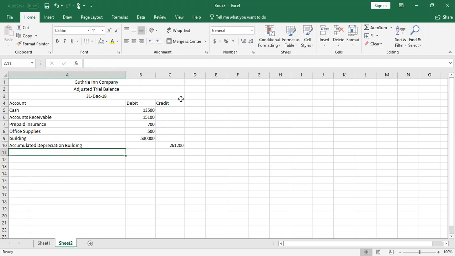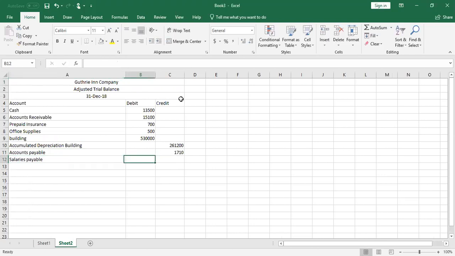Then we keep going. Now we'll list our liabilities. Accounts payable, credit balance of $1,710. So remember, even if it wasn't affected during the adjusting journal entries, it's still there. It's just that it wasn't affected. So you still got to write it down.